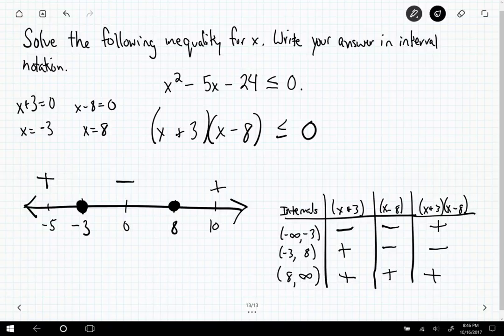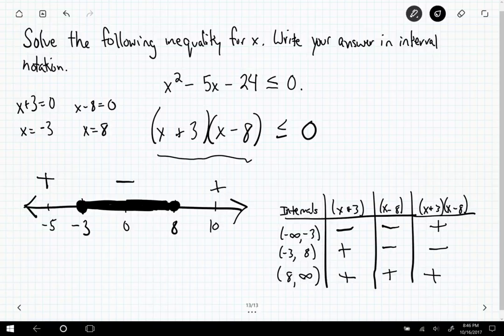So you might be thinking, well, what's the purpose of this? Well, notice we're looking for when this whole quantity right here is negative, because it's less than or equal to 0. So negative or 0. And the only place where this is negative, if you look, is on this interval negative 3 to positive 8. Okay. So when we're drawing this in, we're going to take that and make a solid line right in here. That is our interval.